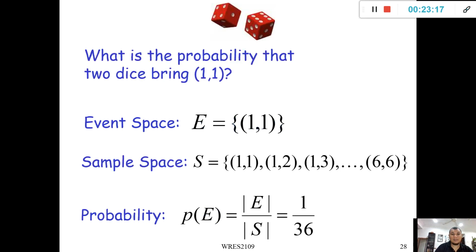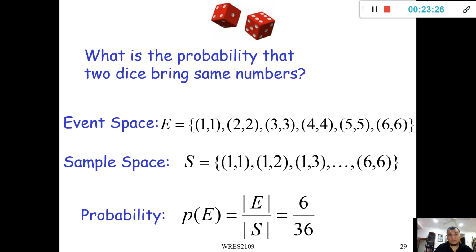You have 2 unbiased dice, and then you have events. What is the probability that the 2 dice bring 1, 1? That is 1 over 36. What is the probability that the 2 dice bring the same numbers? So you have 1,1, 2,2, 3,3, 4,4, 5,5, 6,6. The sample space S is 36 and E is 6. So 6 over 36, or 1 over 6.